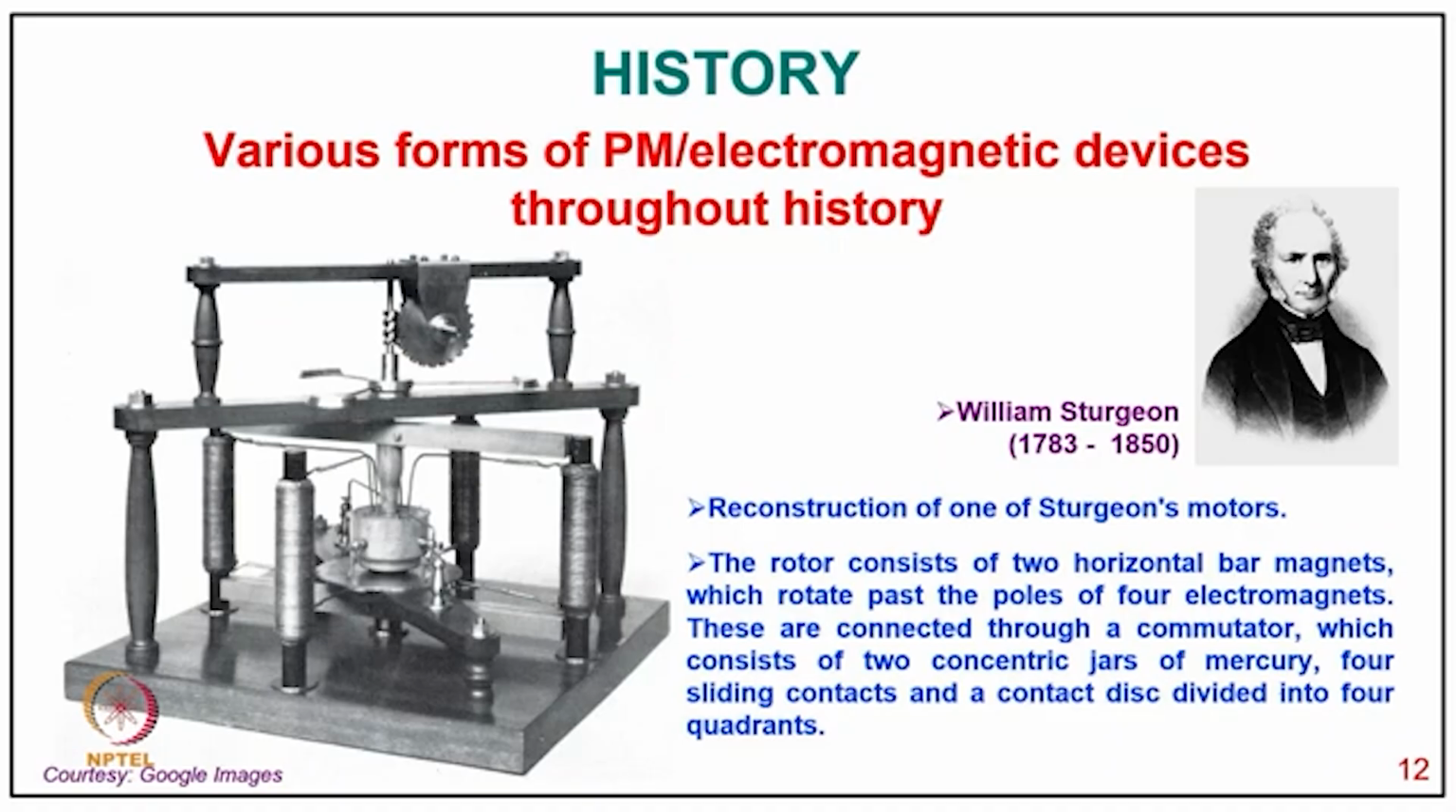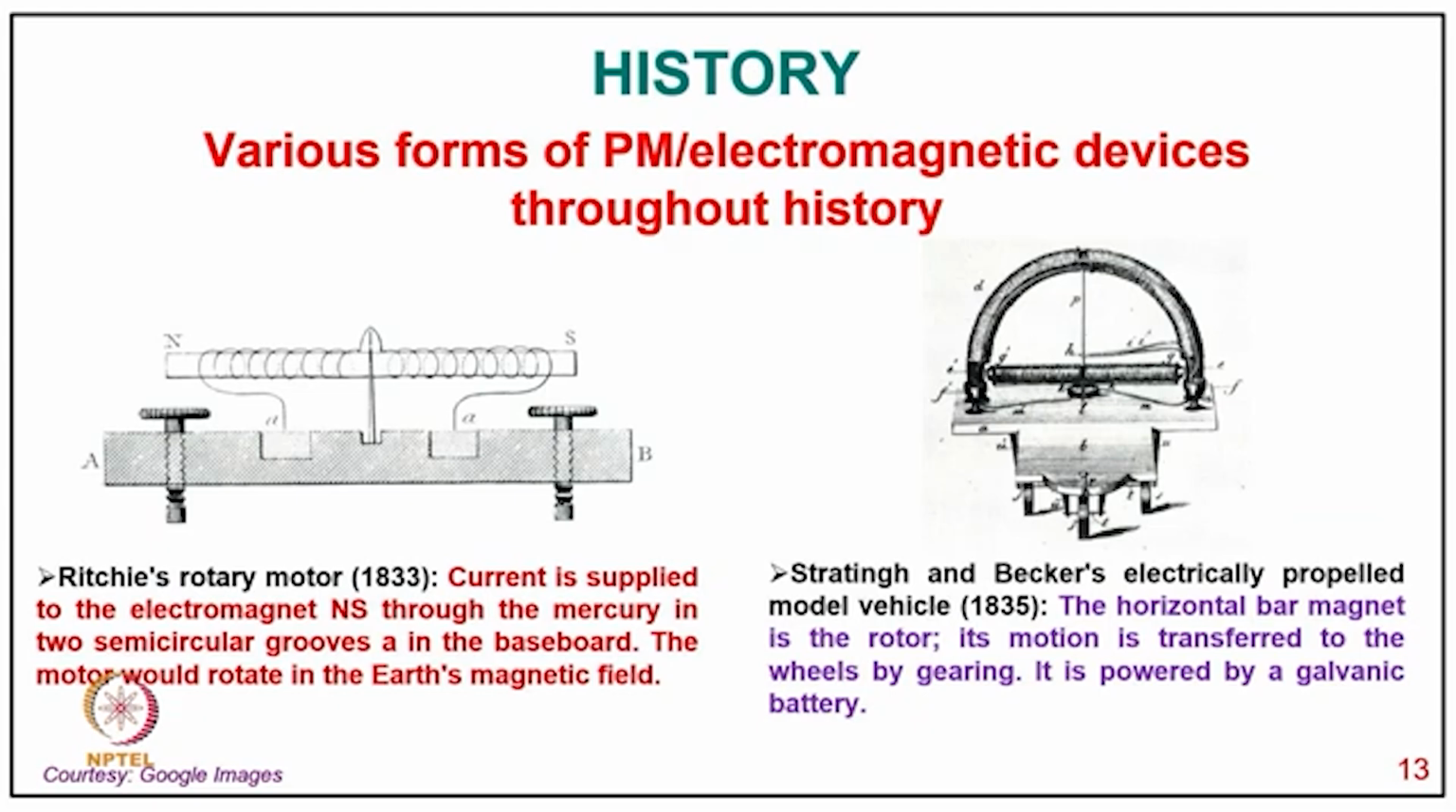Now, typically coming to various forms of permanent magnet and electromagnetic devices through history, William Sturgeon gave a reconstruction of the Sturgeon motor. The rotor consists of two horizontal bar magnets as shown in the photograph, which rotate past the poles of four electromagnets, and these are connected through a commutator which consists of two concentric troughs of mercury with sliding contact, and the contact is divided into four quadrants.